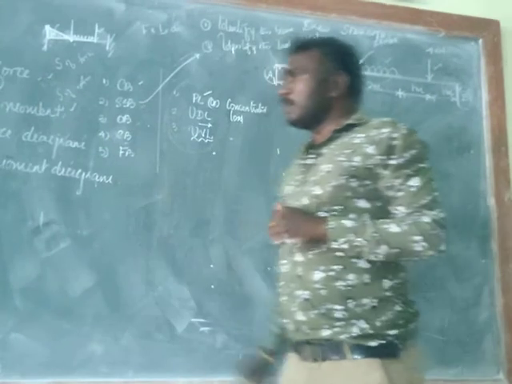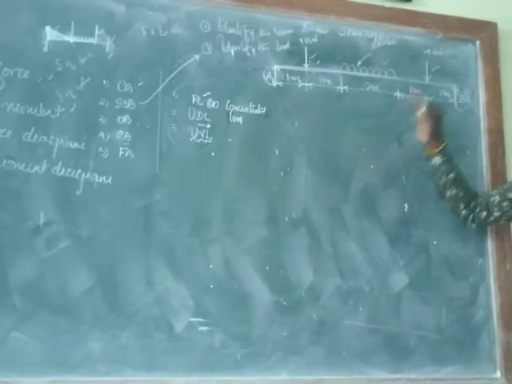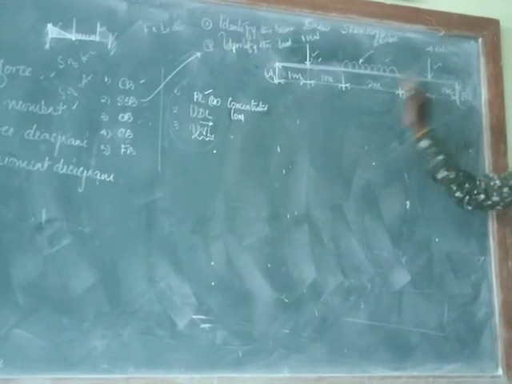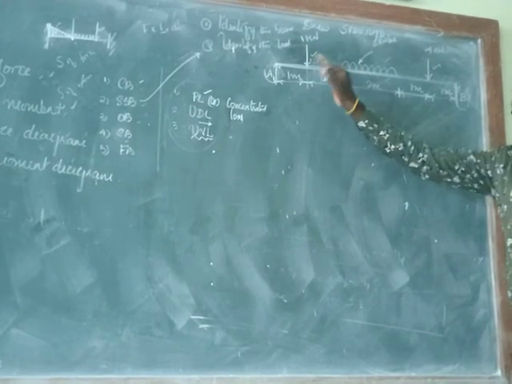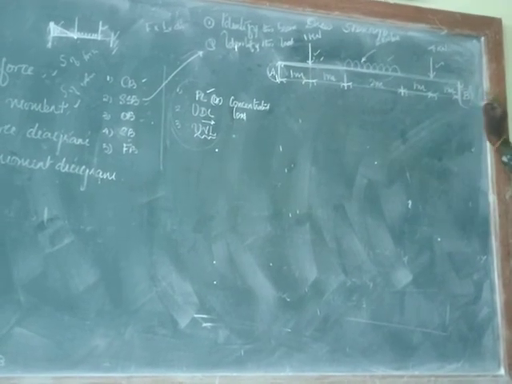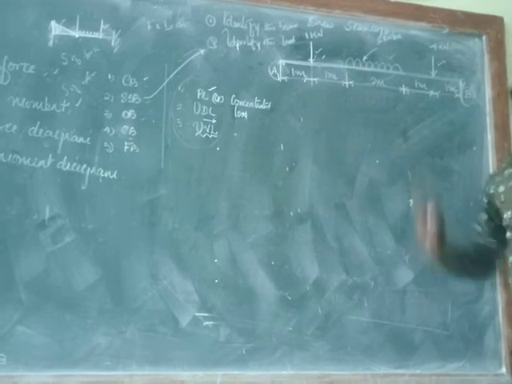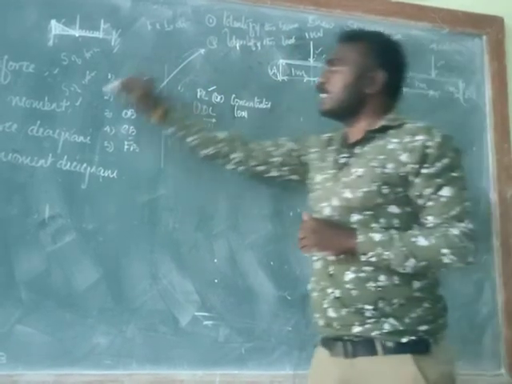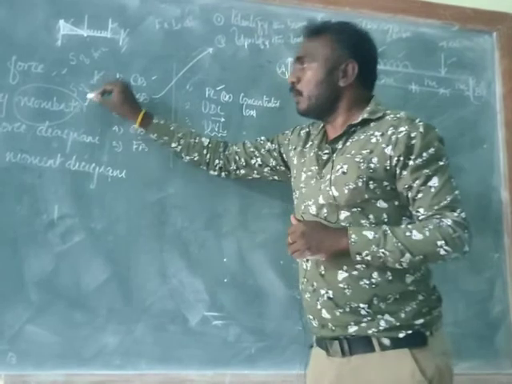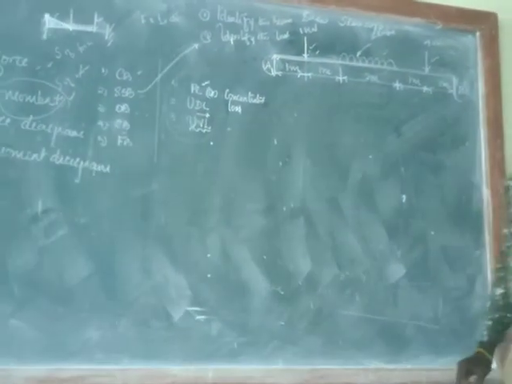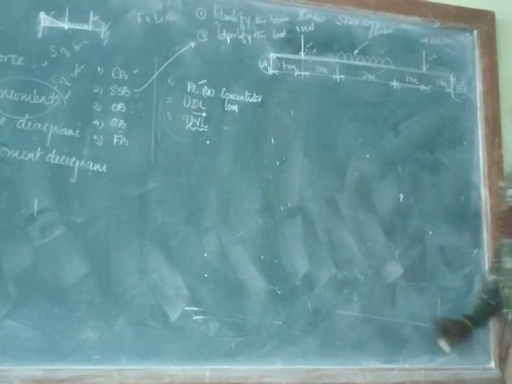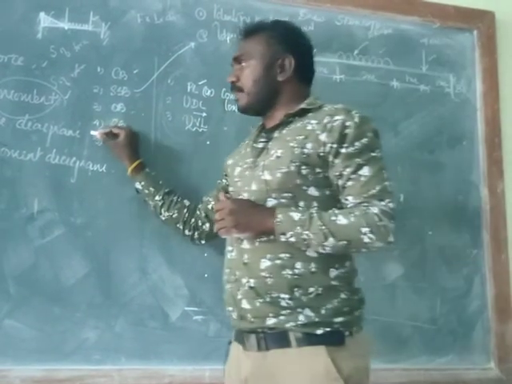What is bending moment? It is defined as the moment of all forces acting at either side of the beam. So if we add the forces, we get shear force. If we add the moments, we get bending moment. What is moment? Moment is nothing but force into perpendicular distance. Now, what is shear force diagram?